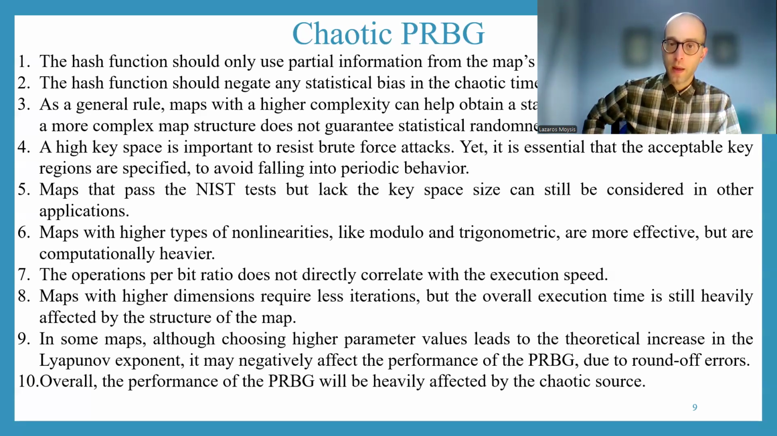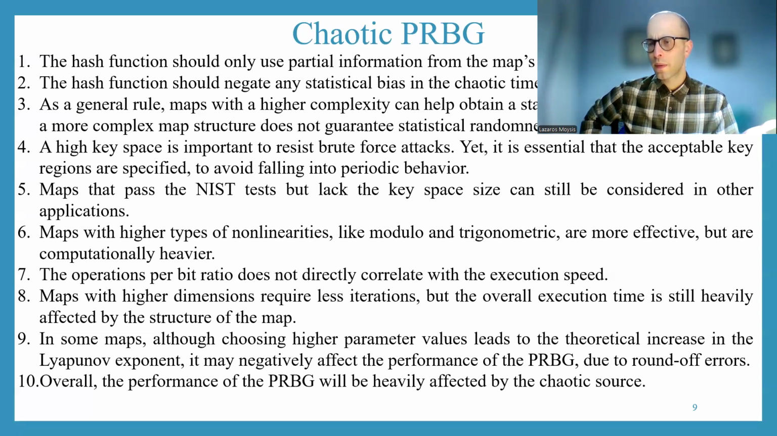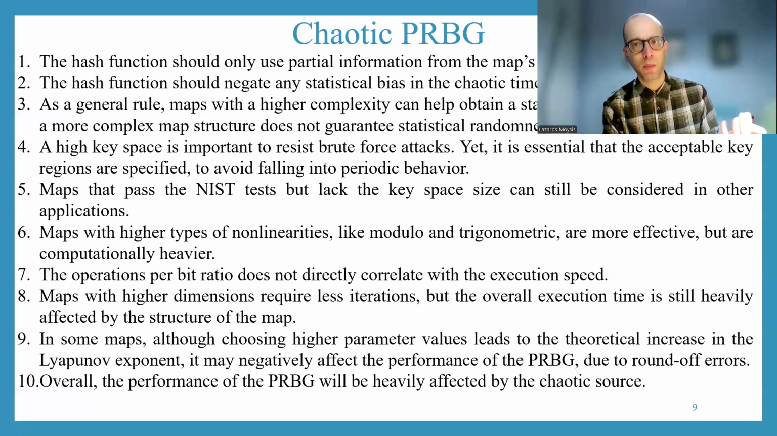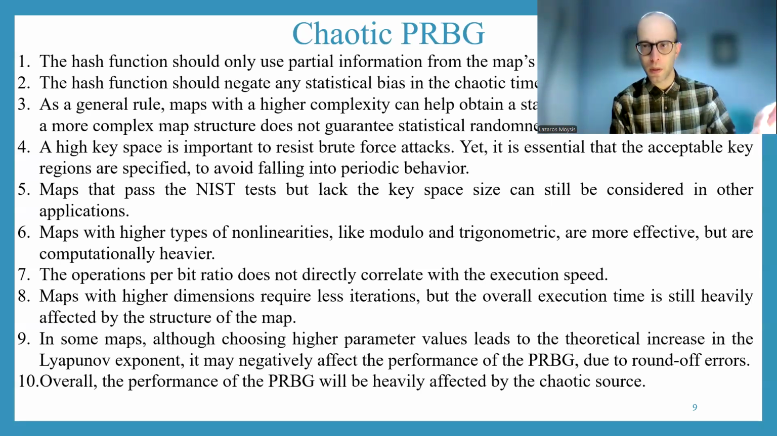Fifth observation. There are some maps that we observe that pass the NIST tests, but they don't have enough key space. That's not a problem. We can use them in other applications that are not relevant to encryption. So if you have a map that doesn't have a high key space but is statistically random in the PRBG, just use it in an application other than encryption. Okay. So there is a solution.